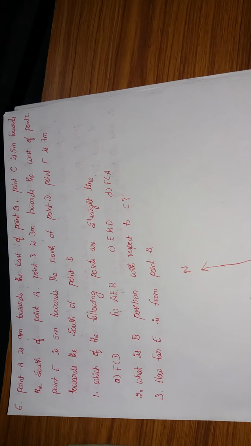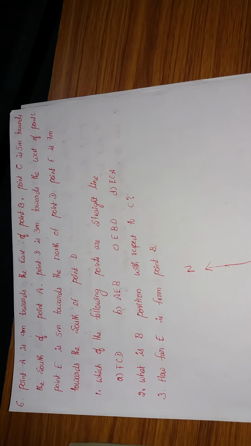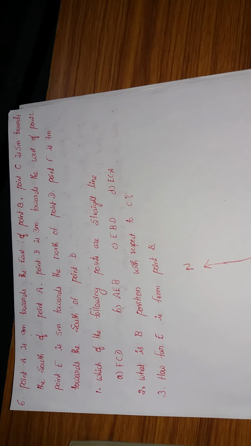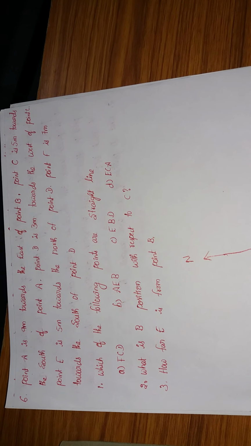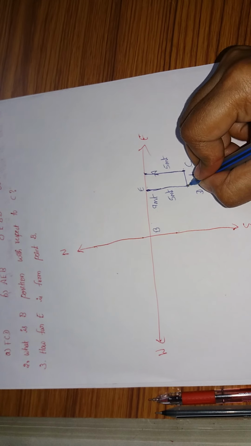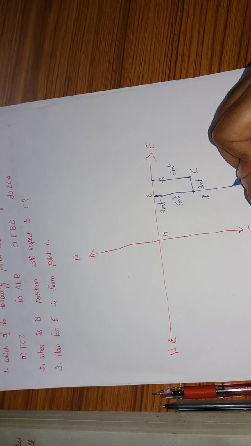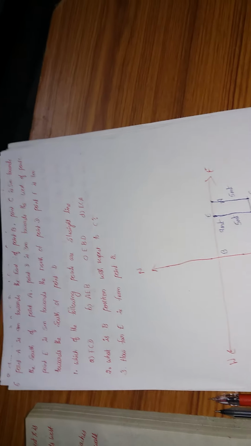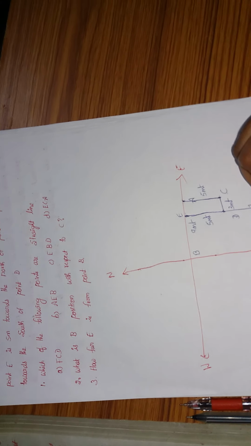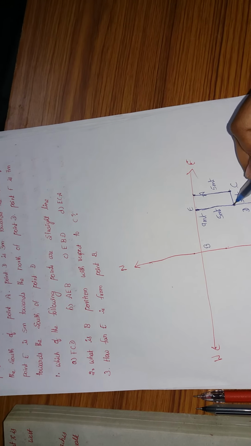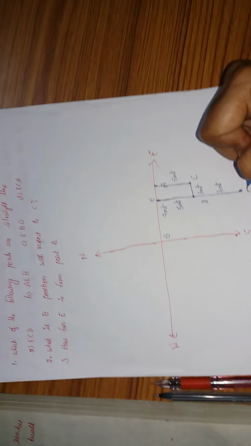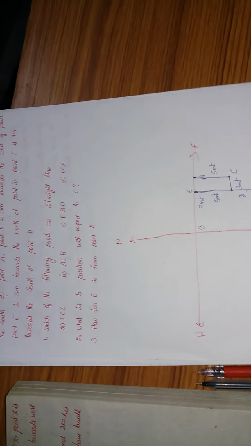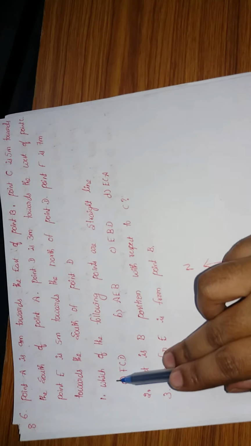And then next, point F is 7 meters towards the south of point D. From point D, the south is in this direction, and point F is here, at a distance of 7 meters. So from point D, F is in the south direction at a distance of 7 meters. Now let us move to the first question.